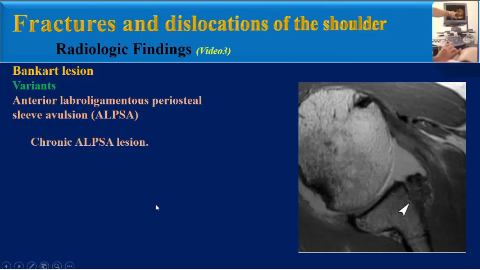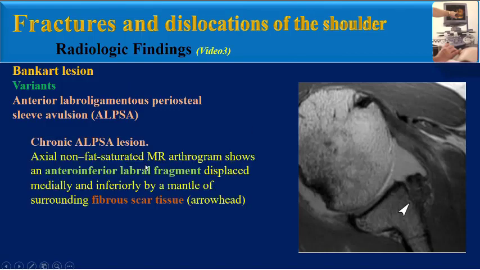This is an example of chronic ALPSA lesion. This axial non-fat saturated MR arthrogram shows an anteroinferior labral fragment displaced medially and inferiorly by a mantle of surrounding fibrous scar tissue. Another one we can see here, a stripped periosteum which is not torn.